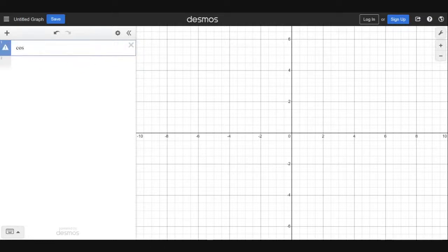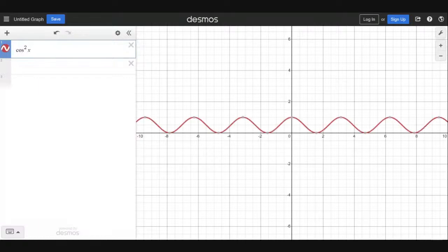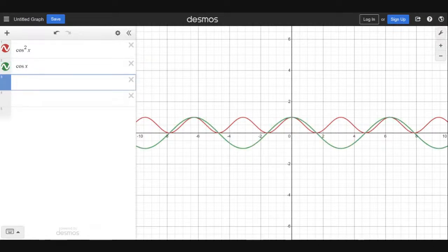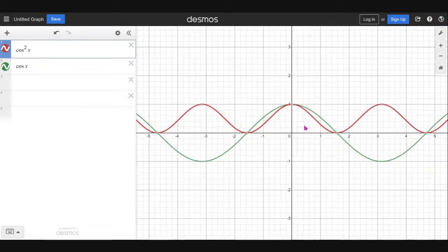So this is cosine squared of x. Wait, no. No. X. Okay, that's okay. Let's look at cosine. No, this is fine. Okay. So we can see it already. But this is radians, probably not degrees. It doesn't matter. You're saying we can see it already.